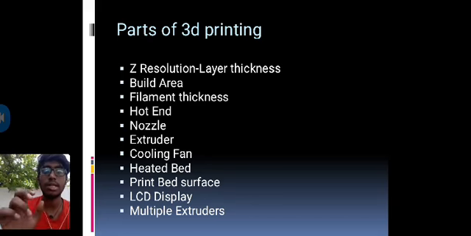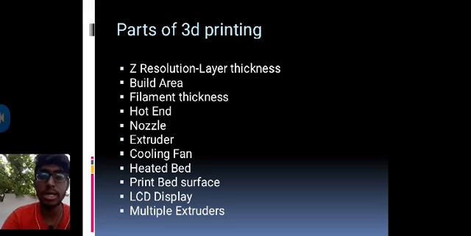Hot end nozzle, from which the ink or the plastic molecules enter. Extruder, which pushes upward to produce the object. Cooling fan, in order to avoid overheating, because we produce with plastic molecules, not ink, so that will be read more in the process. And heated bed, so in order to maintain the heat we need a heated bed, and a print bed surface which will print the surface one layer at a time. And an LCD display which will display how it's going and what processes are taking place, and multiple extruders. So these are the parts of 3D printing.